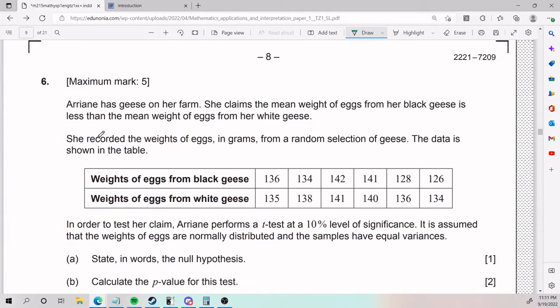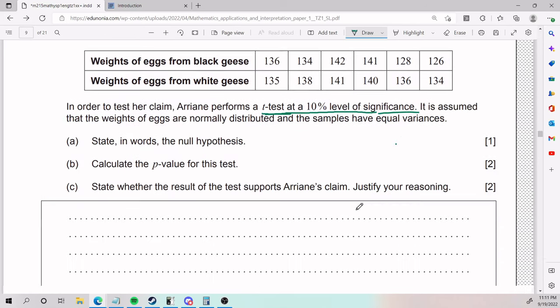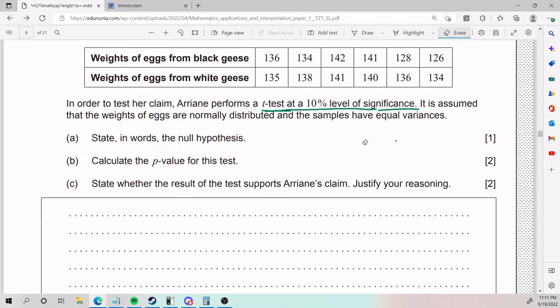Number 6. Ariane. Ariane has geese on her farm. She claims the mean weight of X from her black geese is less than the mean weight of X from her white geese. She records the weights of geese in grams from a random selection of geese. The data is shown in the table below. Now, in order to test her claim, she performs a t-test at a 10% level of significance, and it is assumed that the weights of the eggs are normally distributed and the samples have equal variances. See? So now we need to state in words the null hypothesis.